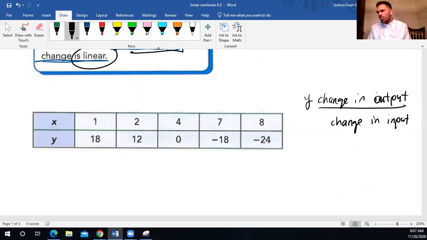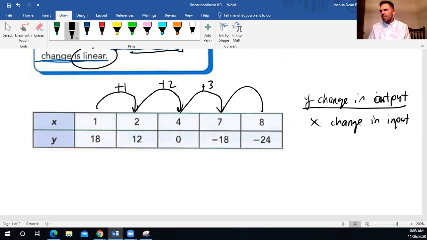Remember, your change in output is y, your change in input is x. So we want to figure out, okay, let's start with the x's just because it's on top. From 1 to 2, that's plus 1. From 2 to 4, that's plus 2. From 4 to 7, that's plus 3. And from 7 to 8, that's plus 1.